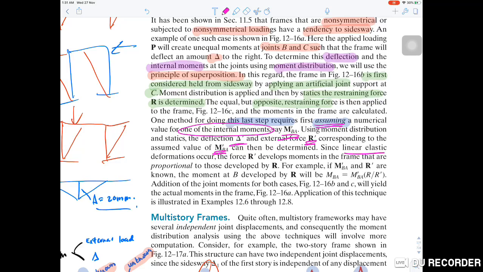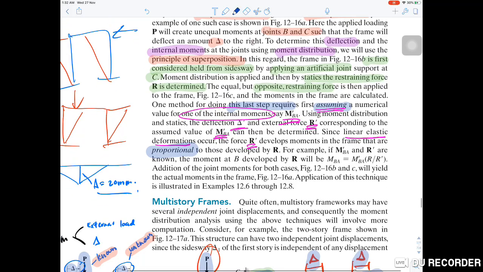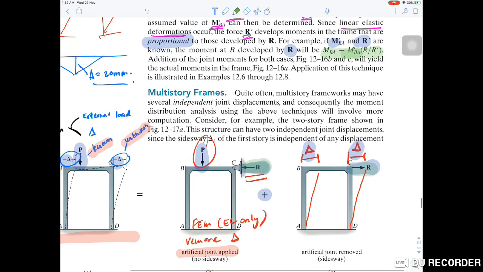Since linear elastic deformation occurs, R prime develops moments in the frame that are proportional to those developed by R. For example, if M prime and R prime are known, the moment at B developed by R will be M equal to M prime times R divided by R prime. It is like this.